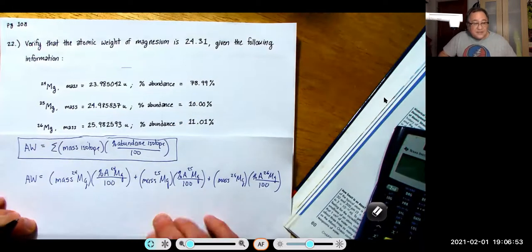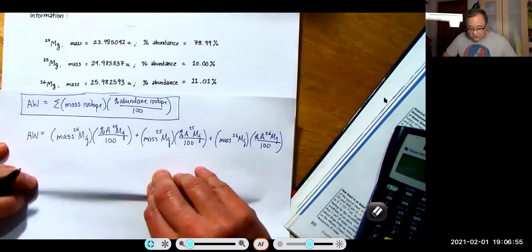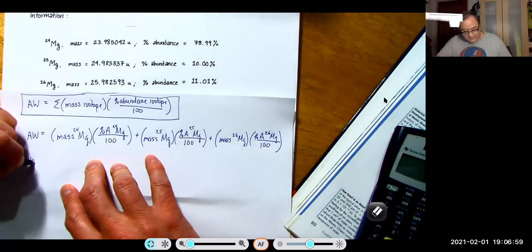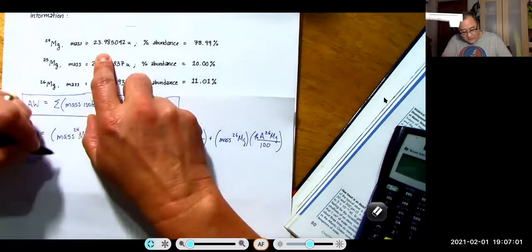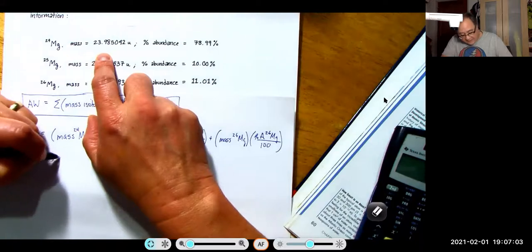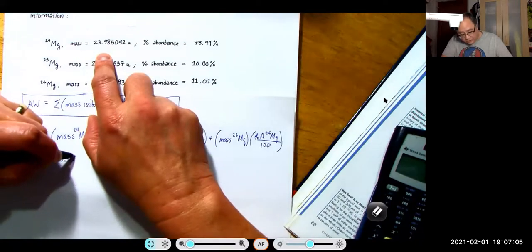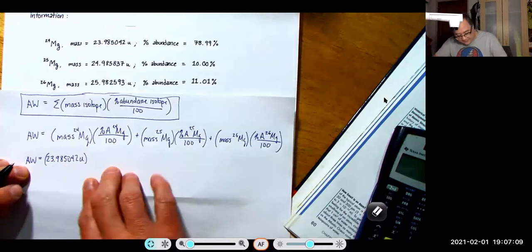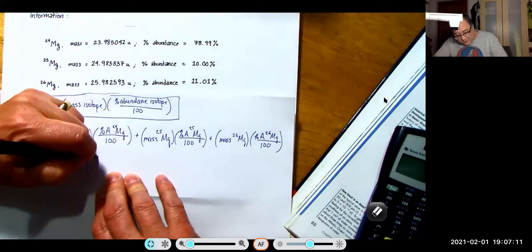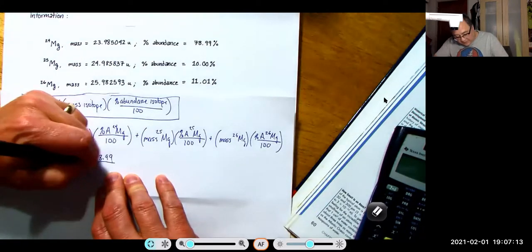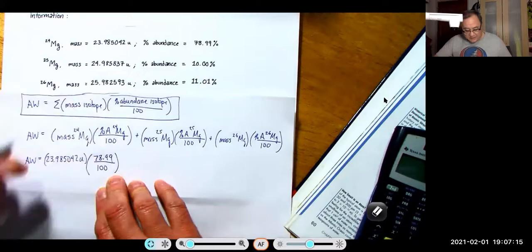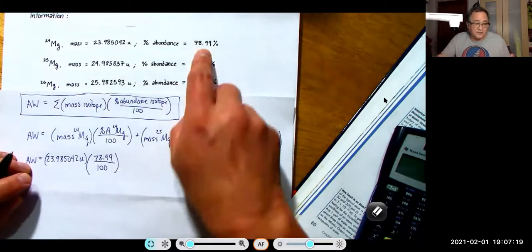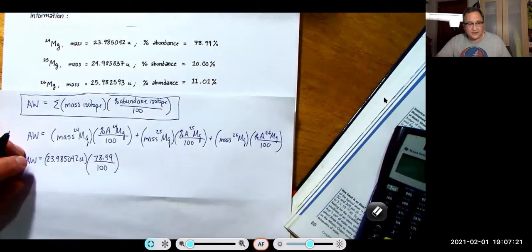Now, the next thing I'd expect to see in your solution would be this. 23.985042 U. So I've got the mass and I've got the unit, times 78.99 over 100. Now, I know in math classes, they generally teach you that if you have a percentage, move the decimal over 2 places.